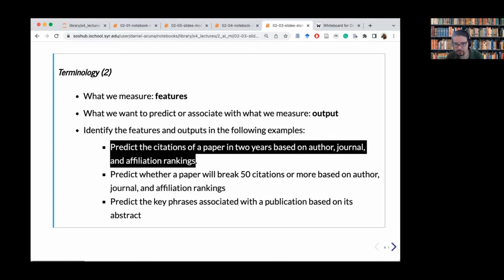Can I ask a question? Yes. So the features are kind of the independent variables in regression. Yep. And the output is the dependent variable, right? So in this example, what would be the dependent variable or output or label? It's all the same. It refers to the same idea.